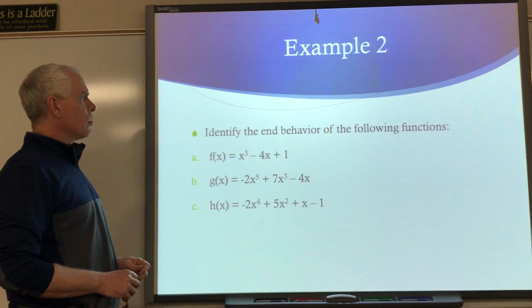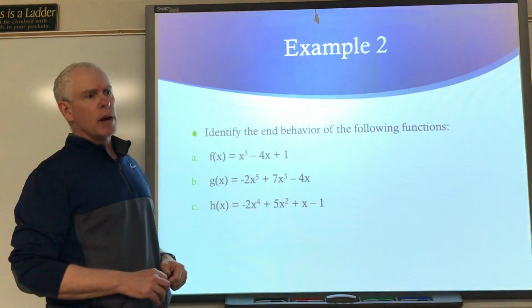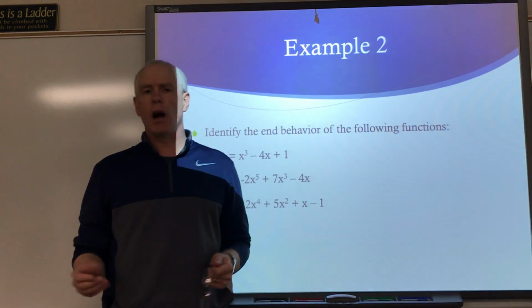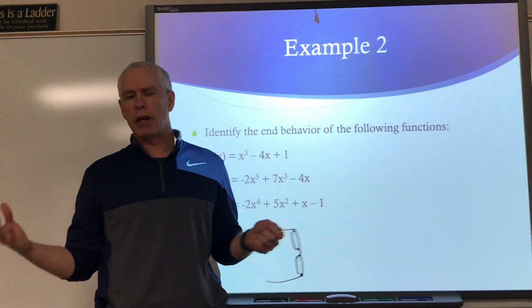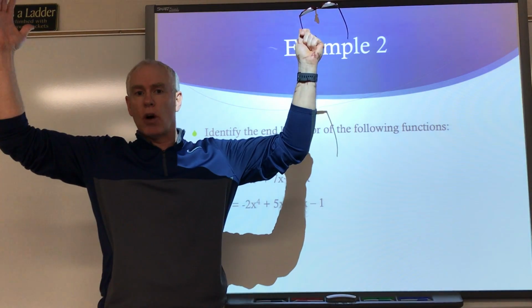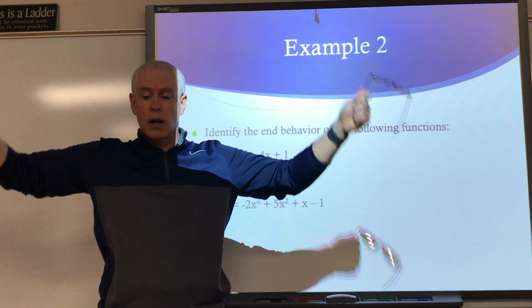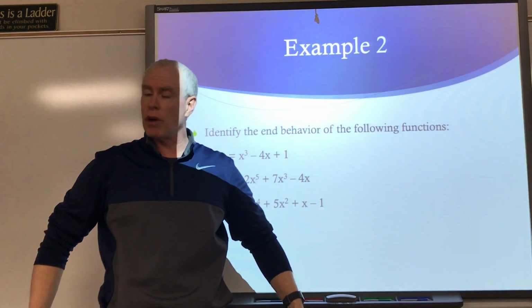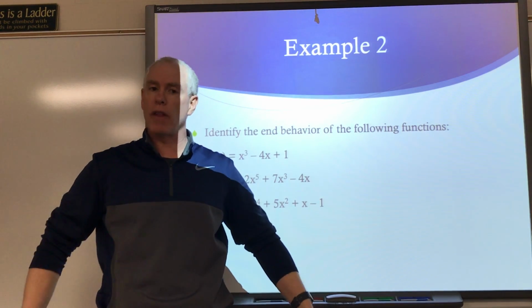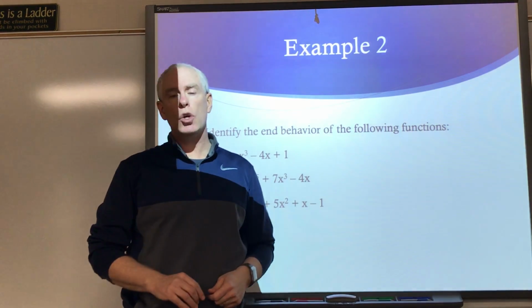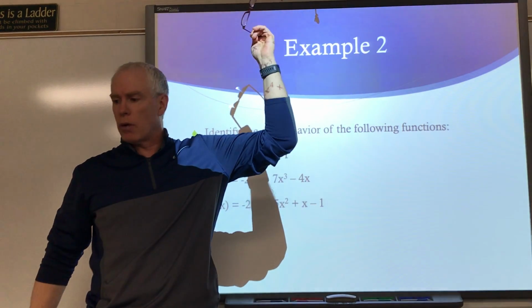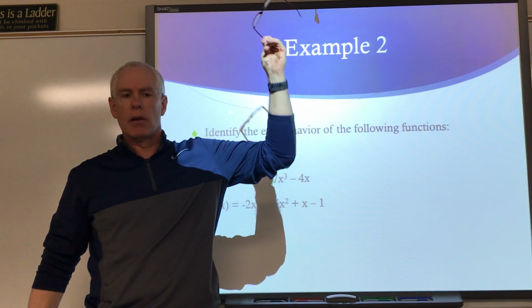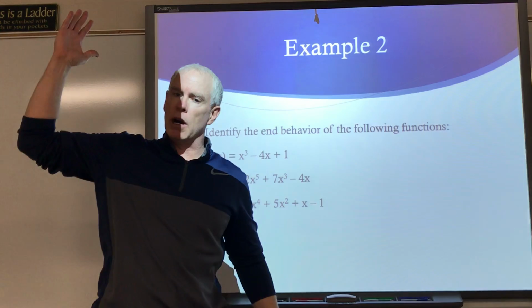Identify the end behavior of the following functions. And so all we're talking about end behavior of a polynomial is, are we going up or down when we go left to right? So your quadratic, I would call that up, up. Okay? If it's got a negative number out in front, so I flip it over the x-axis, I would call that down, down. If it's a cubic, the positive leading coefficient, I would call that down, up. Negative leading coefficient would be up, down.